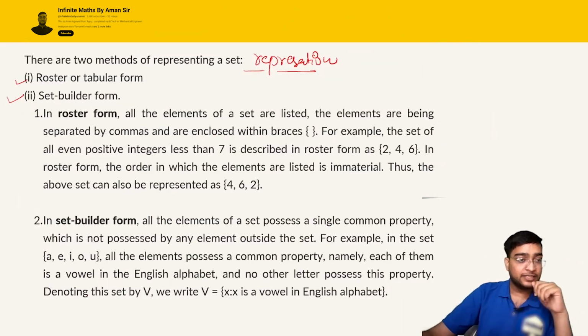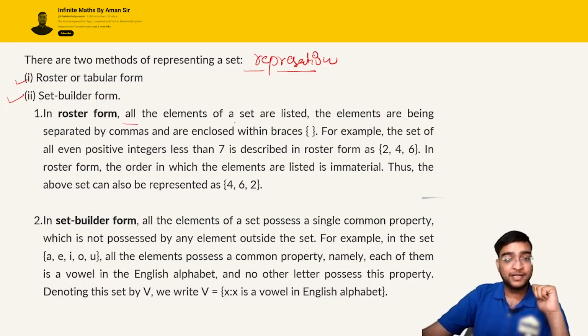Okay, let's just read the definition. In roster form, all the elements of the set are listed. The elements are separated by commas and enclosed within braces. For example, that is one example.